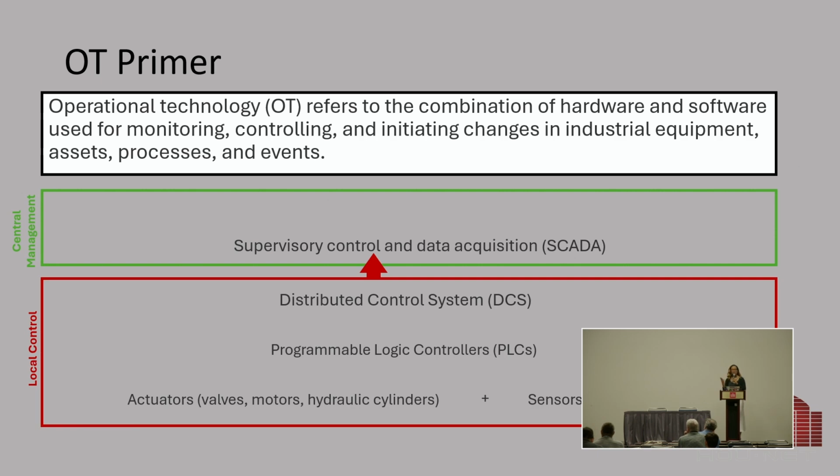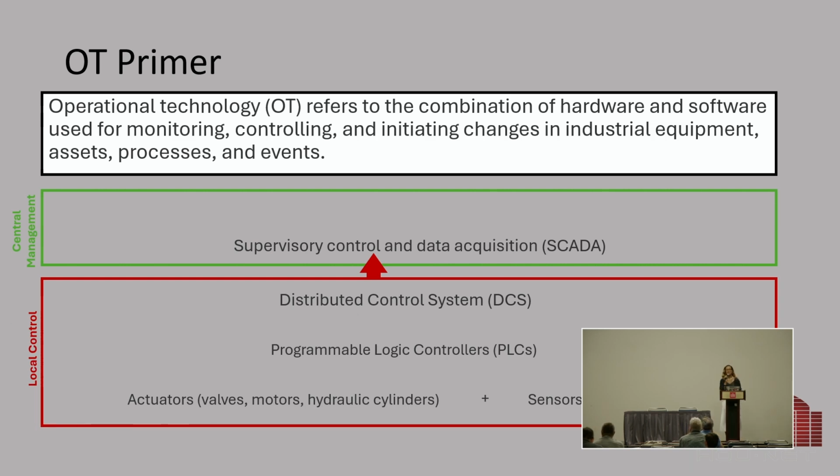So what is OT? OT refers to the combination of hardware and software used for monitoring, controlling, and initiating changes in industrial equipment, assets, processes, and events. All right, so let's start from the bottom up. You have your actuators and your sensors.